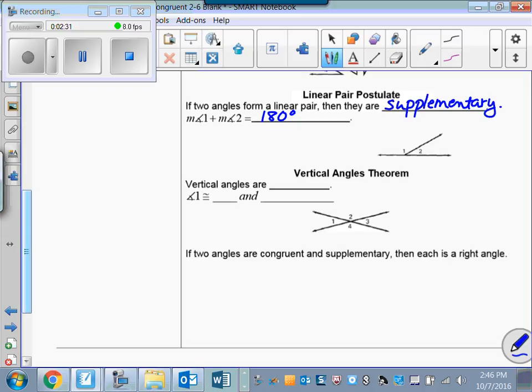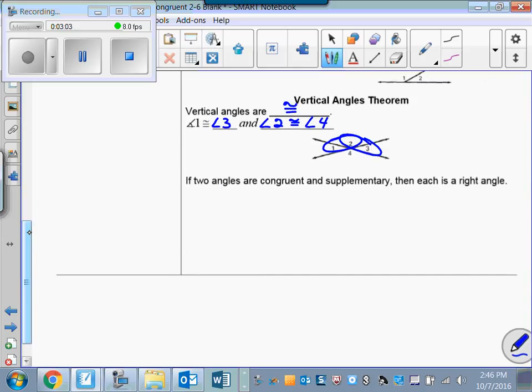Vertical angles theorem. We all know this. Vertical angles are congruent. So angle 1 is congruent to angle 3, and angle 2 would be congruent to angle 4. And what if I asked you about angles 1 and 2? What would be their relationship? Well, they would be supplementary. How come? Because of the linear pair postulate. Same thing with angles 2 and 3. 2 and 3 would be supplementary. Why? Because of the linear pair postulate.